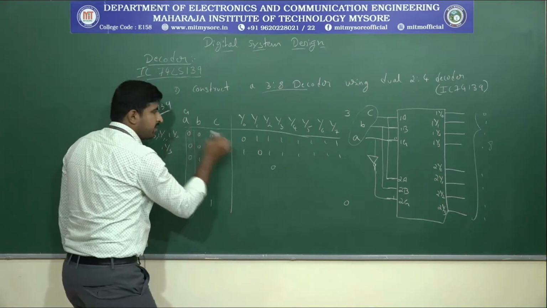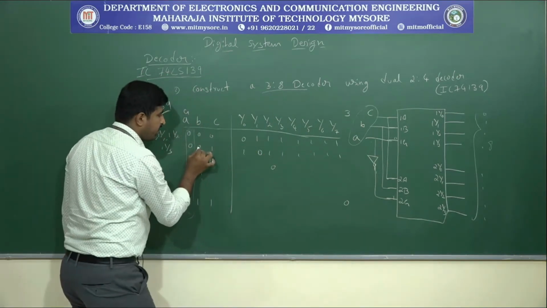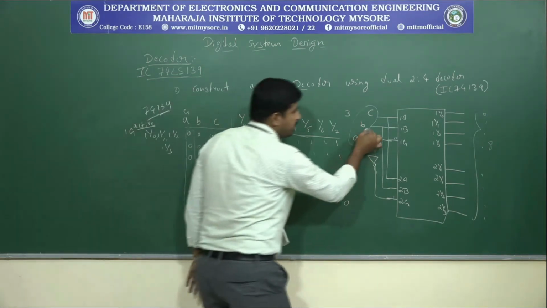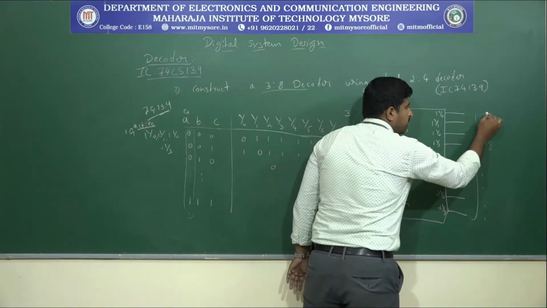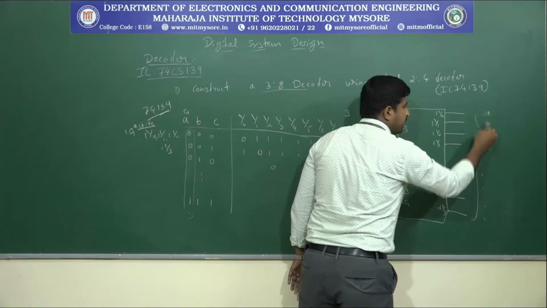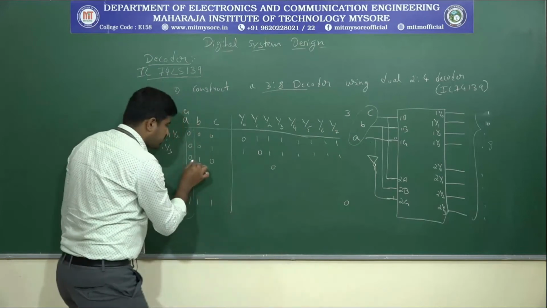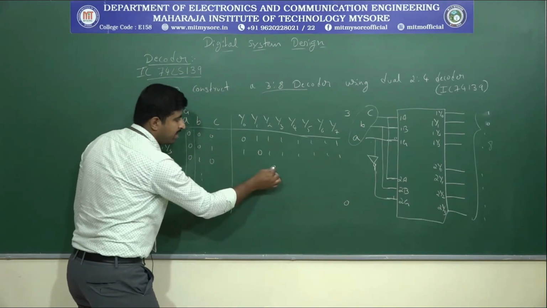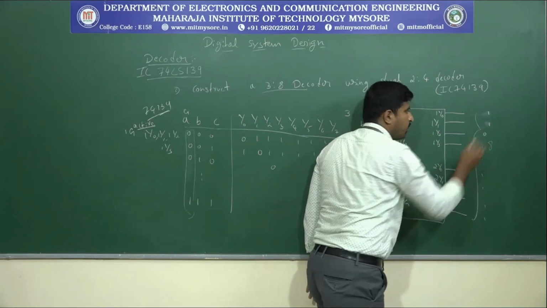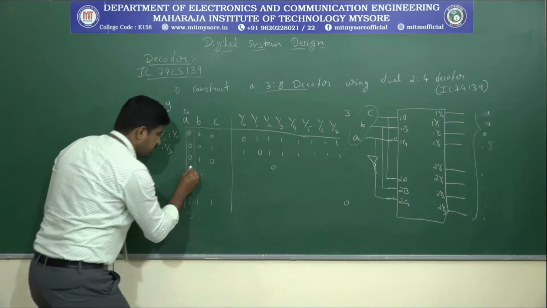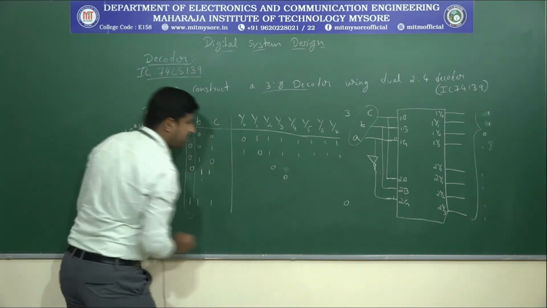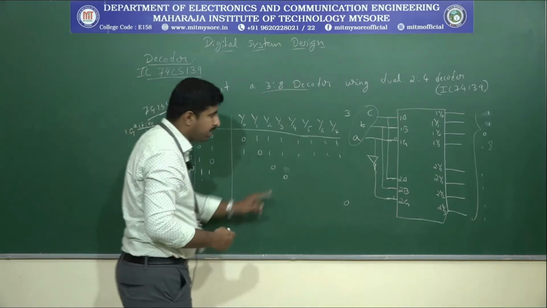Okay, next again we are going to maintain 0 0 1. When you are giving a 0 and B and C are 0 1, then the Y1 will be enabled and the remaining will be disabled. Okay, sorry, enabled, remaining will be disabled. Similarly, when it comes to 0 1 0, Y2 will be enabled and the remaining will be disabled. So this will be 0 and this will be 1. Similarly, when it comes to the combination 0 1 1, Y3 will be enabled and the remaining will be disabled.